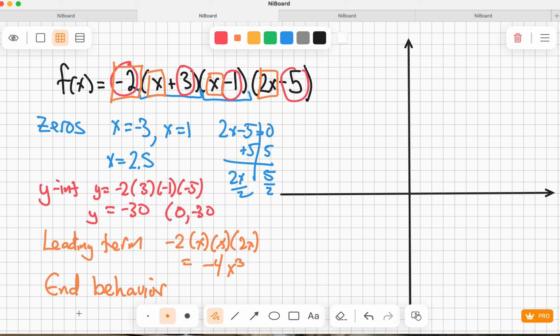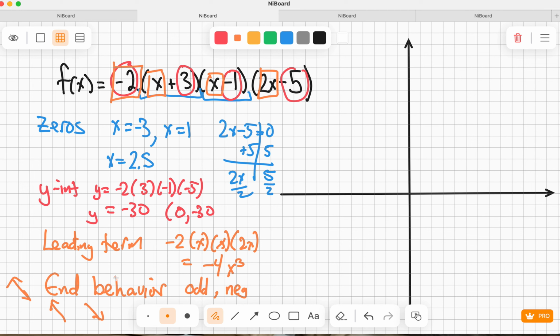So this is going to be odd and negative. Odd and negative is going to work like a line with a negative slope. Odd is going to be like a line, negative slope, so it's going to go up on the left and down on the right. As x gets bigger, y is going to get smaller.